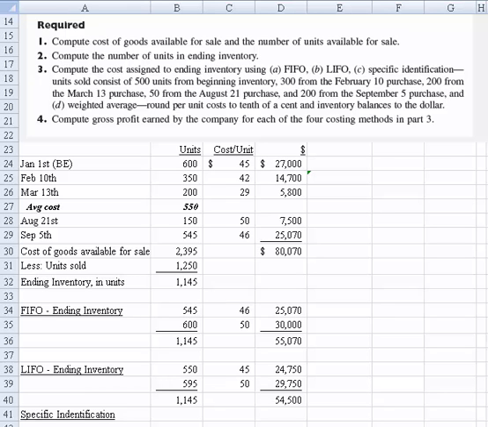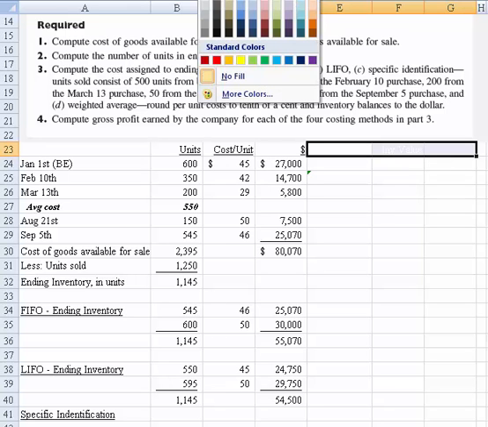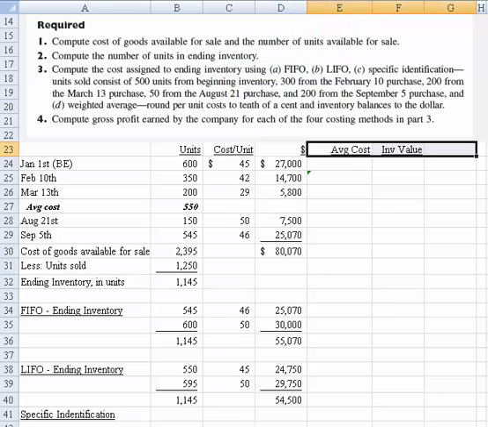Okay, now let's take a look at weighted average. And I've worked part of this ahead. The idea here with weighted average is that you have to keep an average cost as you proceed through your transactions. So I'm going to do just a little schedule off to the side here. Okay, an average cost and inventory value. Okay, so let me bring this to light and show you what I'm doing.